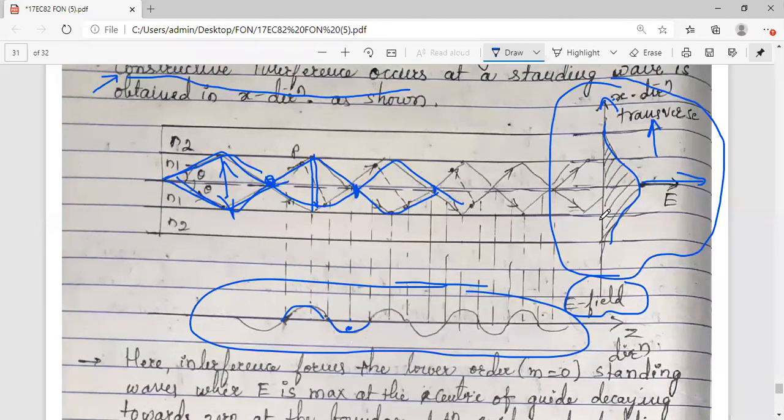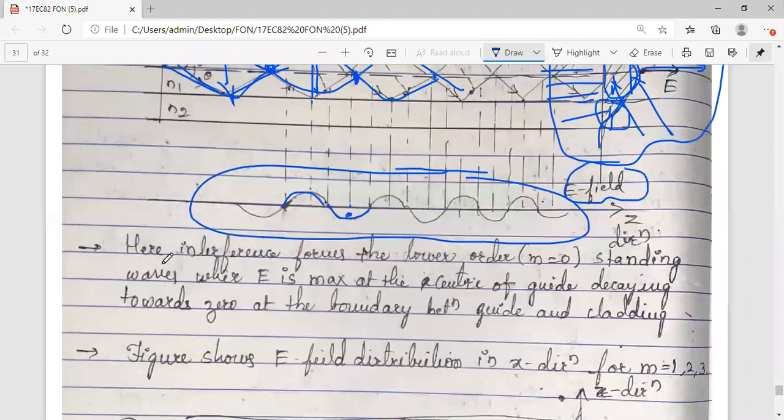See, if you observe, some part of the field, the amplitude, is lying here. This is nothing but your core material. Some part of the electric field is in the cladding here. So most of the portion is in the core. The main value of the electric field exists in the core material. In the cladding, it is decaying. There is a small curve which is decaying. So majorly it is concentrated in the core region.